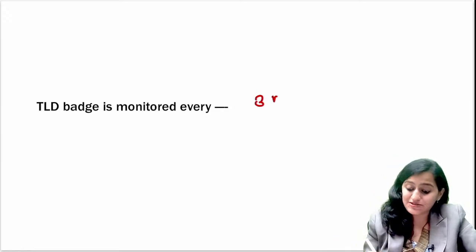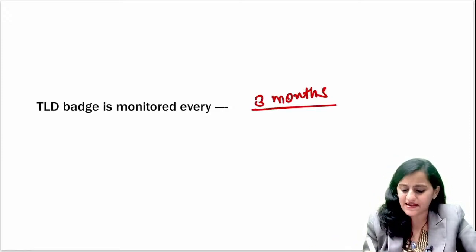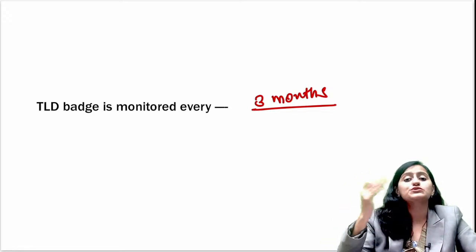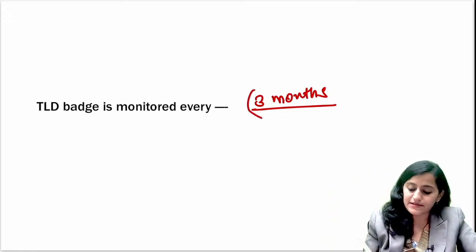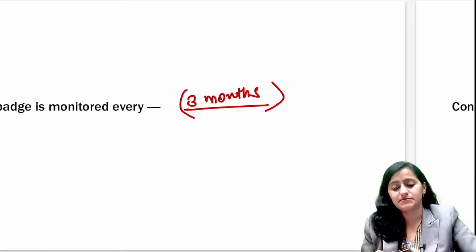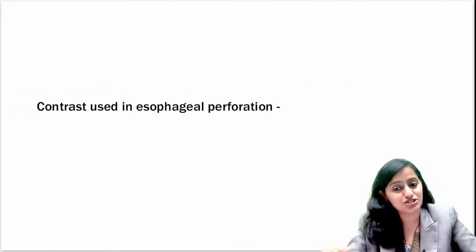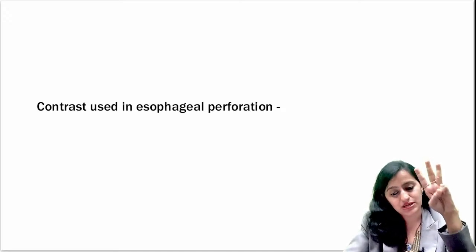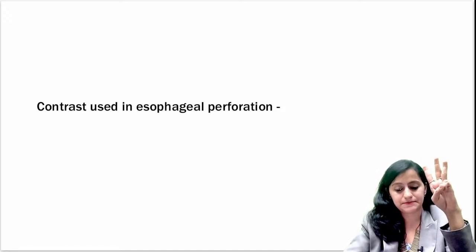Very good. That is 3 months. Okay, check the image of the TLD badge. You would see it is like April to June, October to December. So remember it is monitored every 3 months. TLD has 3 words. Remember it is 3 months. Okay, Dr. Renshaw, do not forget TLD is 3 words. So it is 3 months and not 6 months.